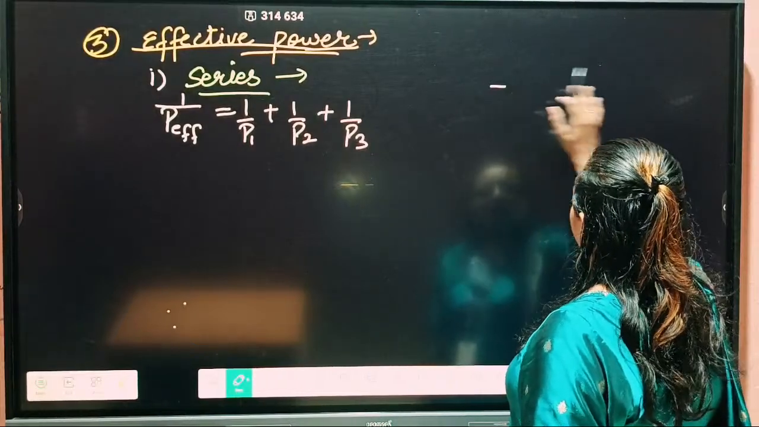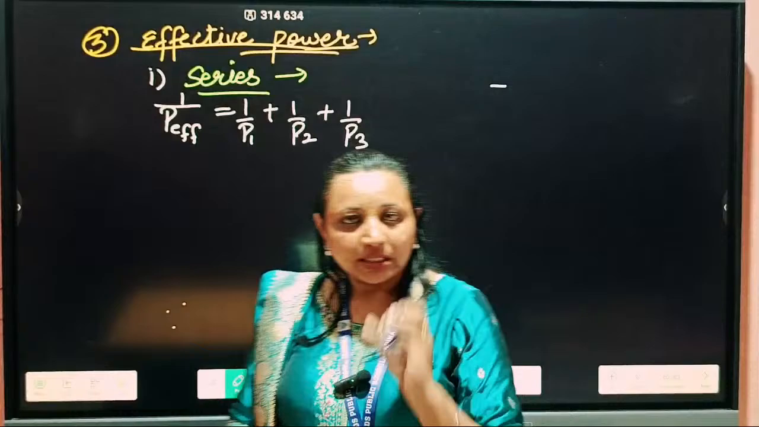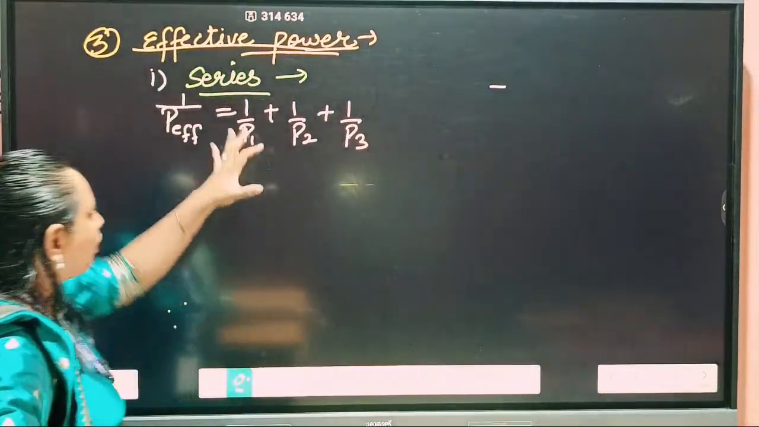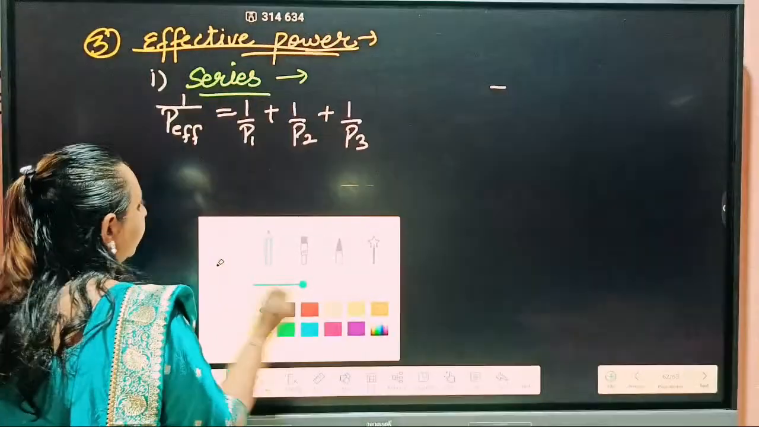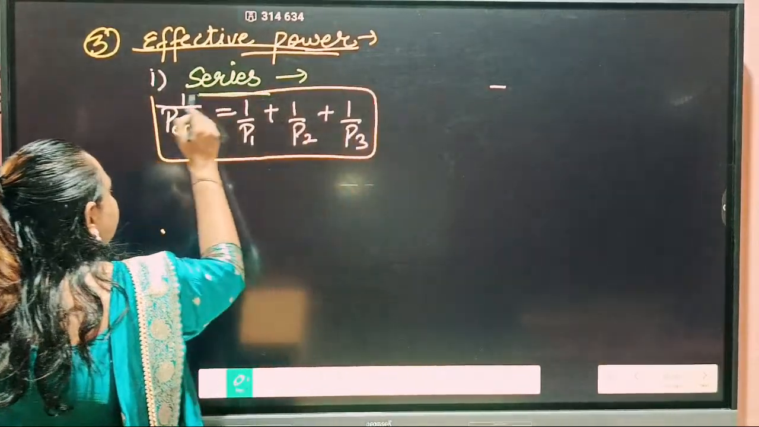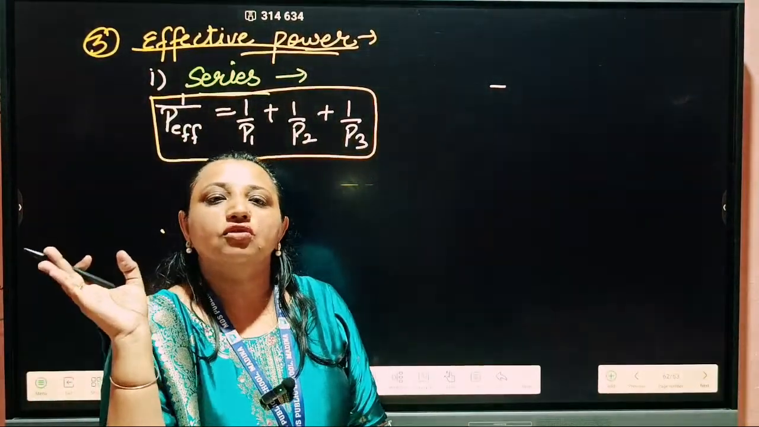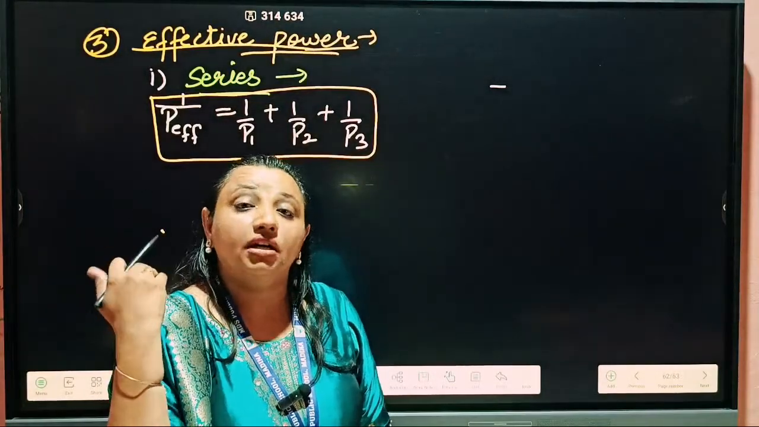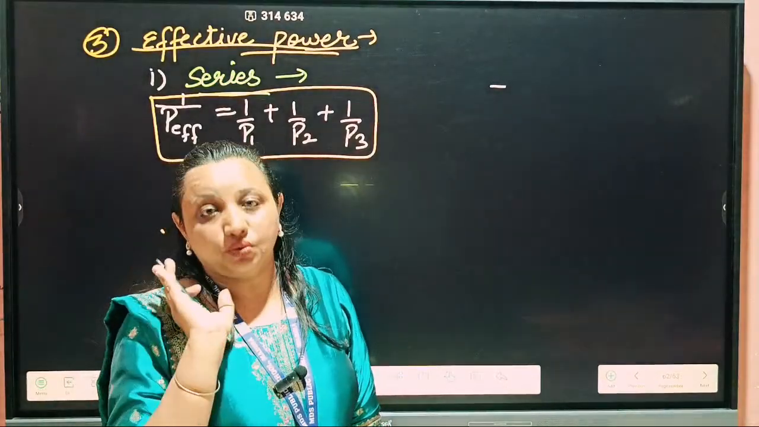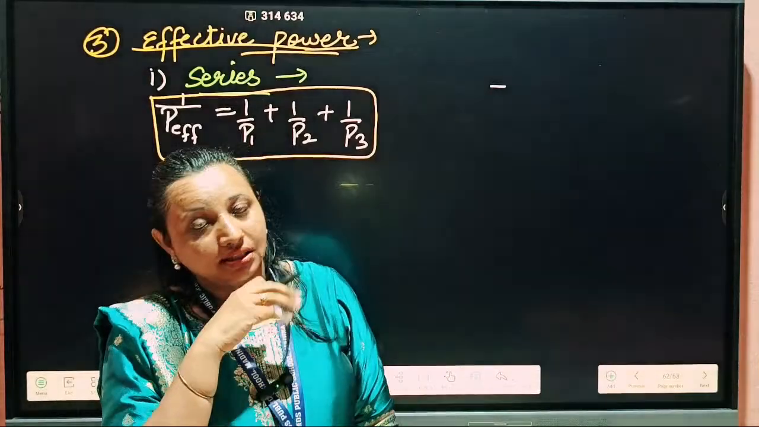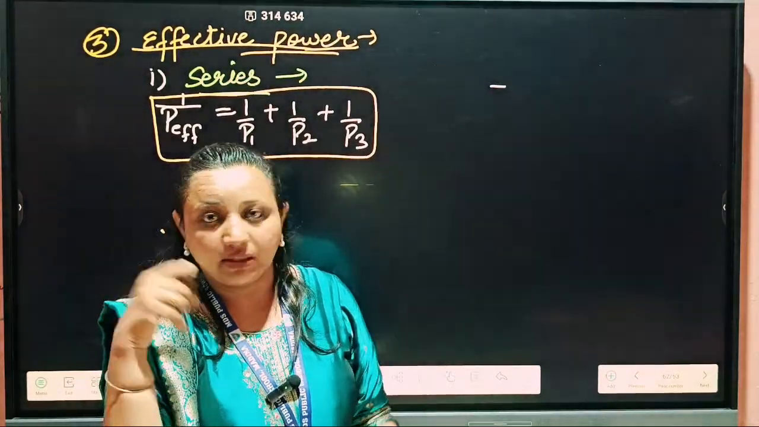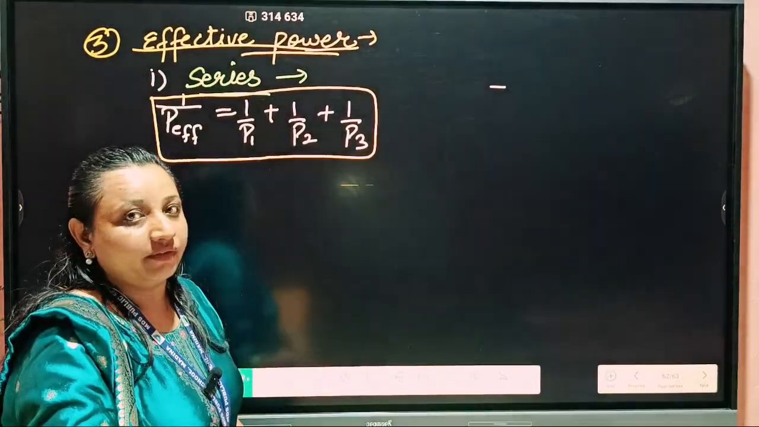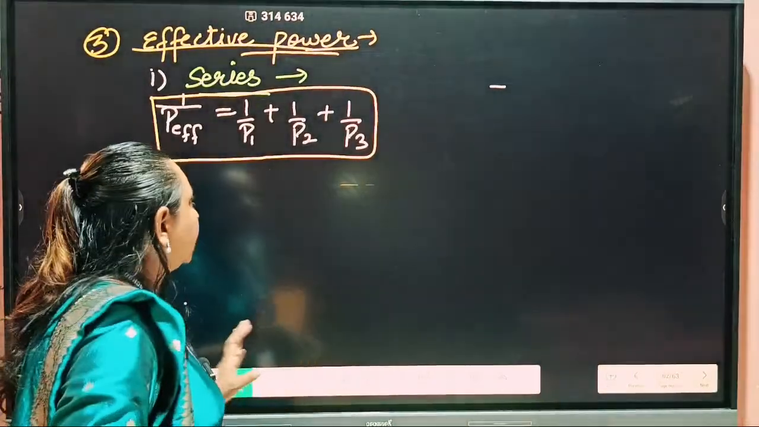If we have three electrical appliances connected in a series combination, like 3 bulbs connected in series across a 220 volt power supply, end to end, what is the formula for the effective power in series combination? The reciprocal of the effective power is equal to the sum of the reciprocals of the individual powers of the electrical appliances in series combination. So 1 upon P effective is equal to 1 upon P1 plus 1 upon P2 plus 1 upon P3.